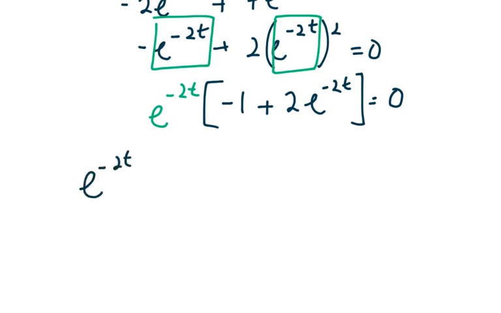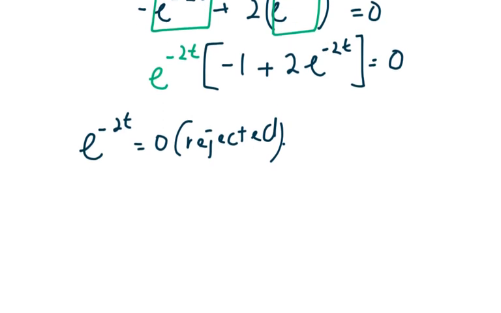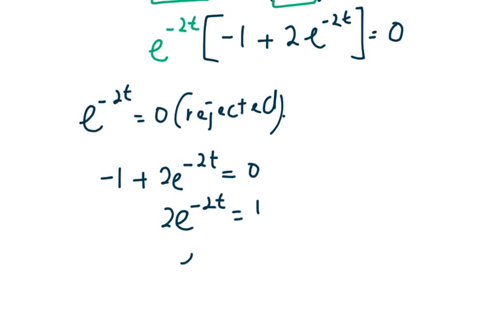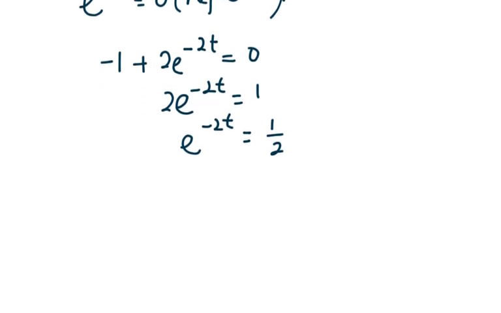Hence, solving this equation, e^(-2t) equals to 0, and this option is rejected because we cannot have a ln of 0 in this case. Moving forward to the other option where you have negative 1 plus 2 e^(-2t) equivalent to 0. We can write it as 2 e^(-2t) equivalent to 1, and hence e^(-2t) equals to 1 over 2.